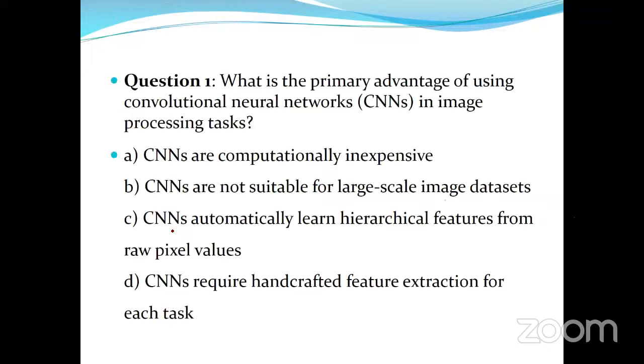The question is, what is the primary advantage of using convolutional neural networks? Can I get the answers? Is the question visible? Can I get answers, please? Yes, ma'am. So it's a very simple question.